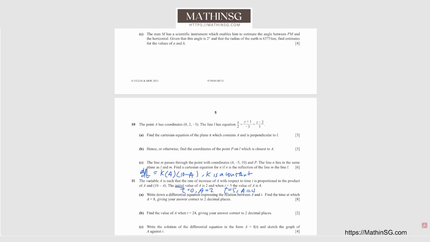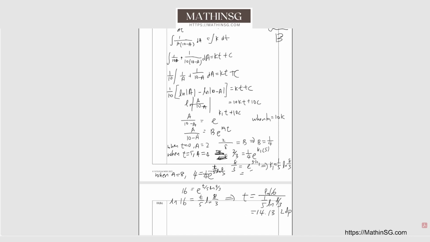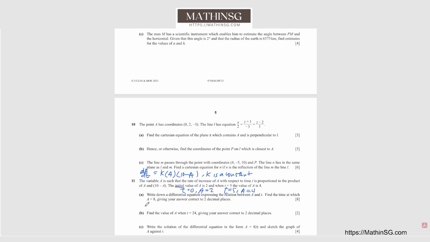Did they have any units for t? No, they didn't. So just leave t as a value, don't need units. So t is 14.13. So that's for 11a. Moving on to 11b, find the value of a when t is 24, giving your answer to 2 decimal places.